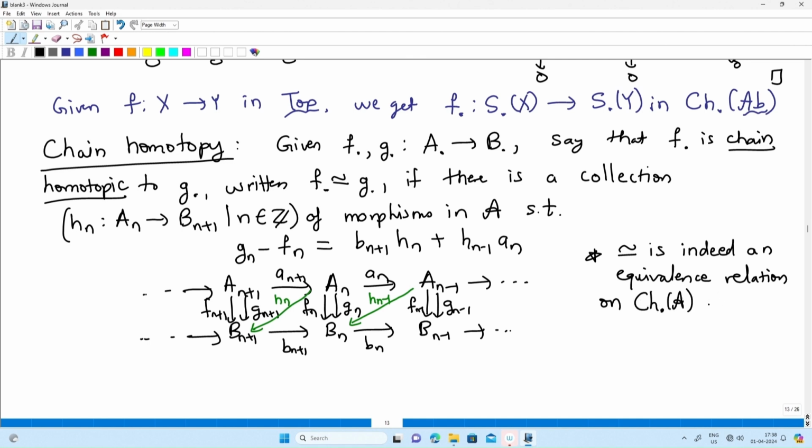This is our category, and then I have this A dot, B dot. You can verify that. I think I convinced you that it is this. In fact, it is a congruence relation.